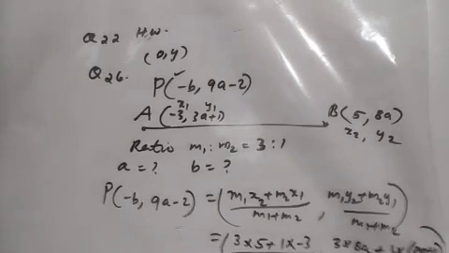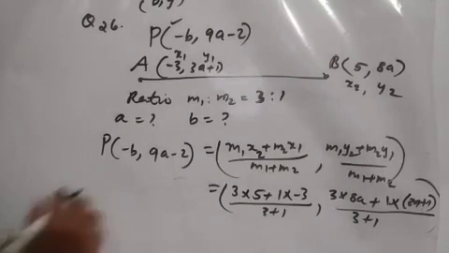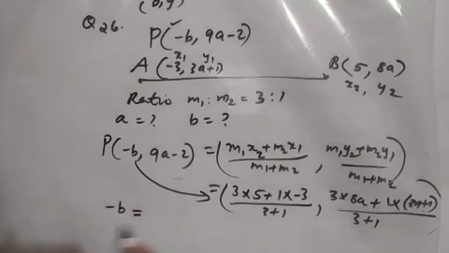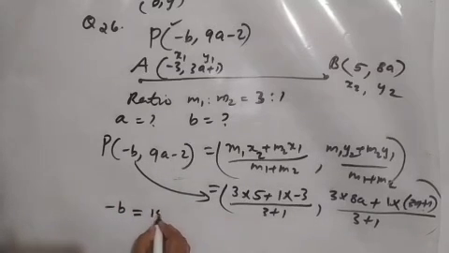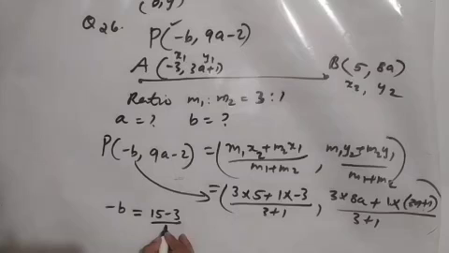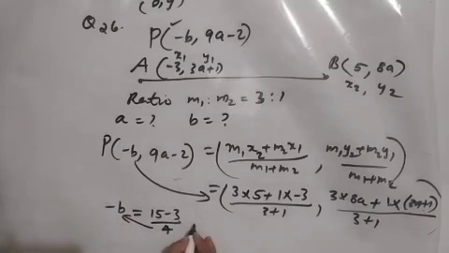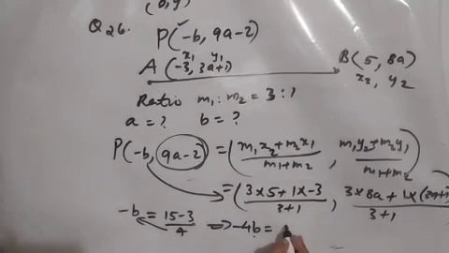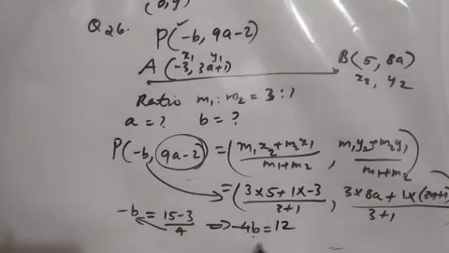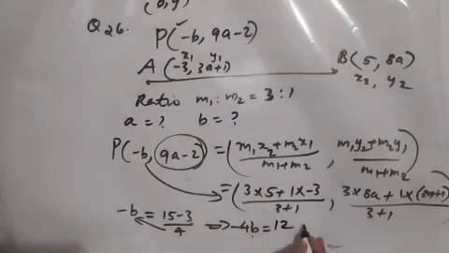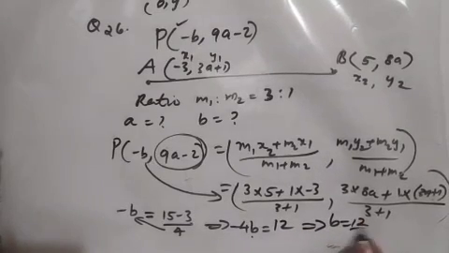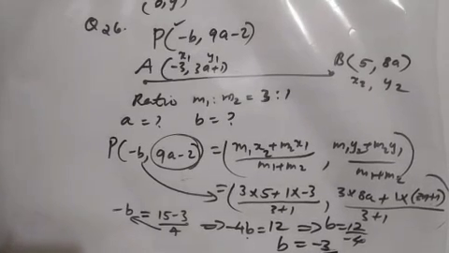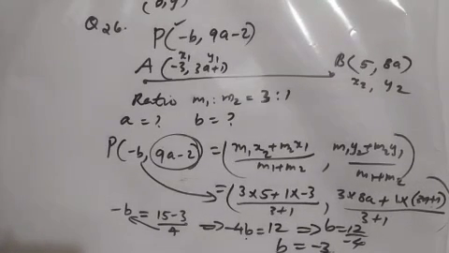Okay, let us substitute these values to simplify. That is minus b equal to, first part, x value, is equal to 3 fives are 15 minus 3 by 4. Cross multiply. Minus 4b equal to 12. That implies b equal to 12 by minus 4, that is equal to minus 3. So b equal to minus 3 is the value.